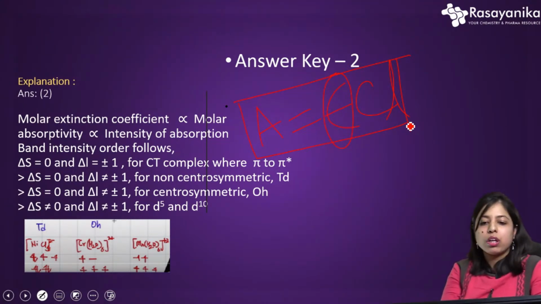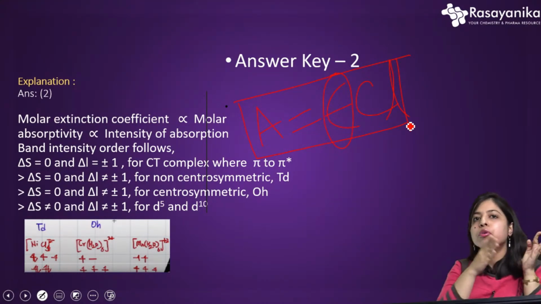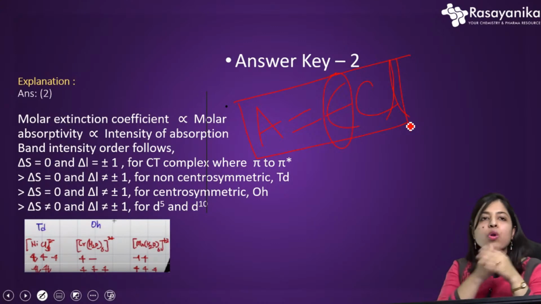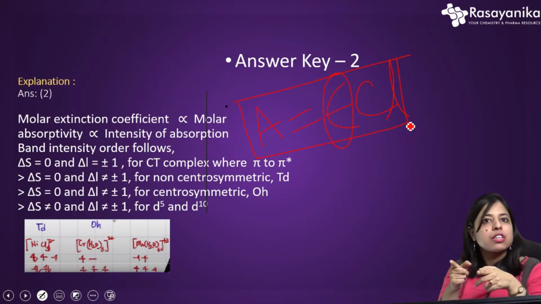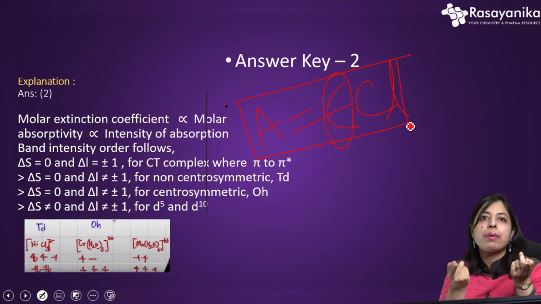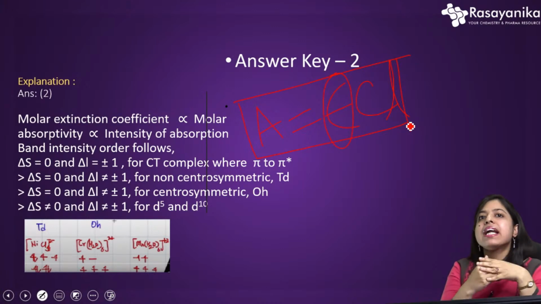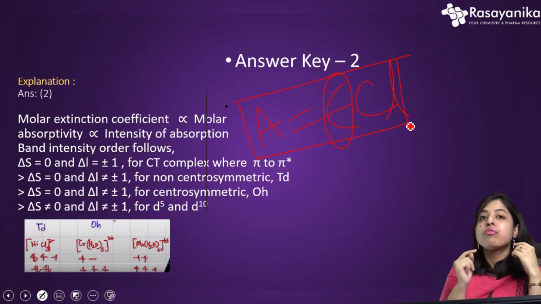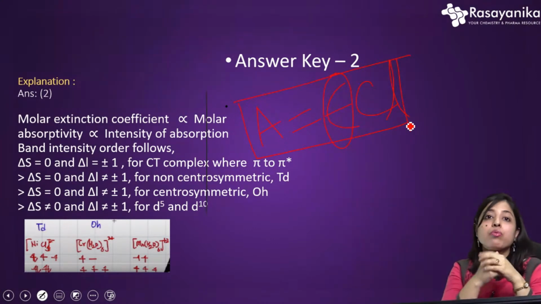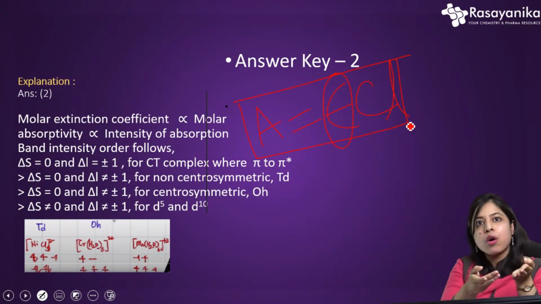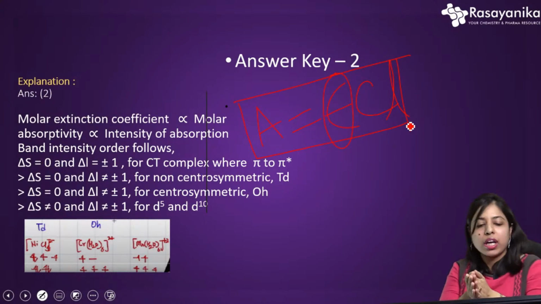Okay, if we want to know the molar absorptivity, about the absorption, we need to consider the intensity of the band. Just think that we need to find the molar extinction coefficient. That means it depends on absorption, so definitely it will also depend on the band intensity, right? If we want to consider the band intensity, what do we need to find? Yes, we need to find the transition of the electron, whether it is allowed or not, and if it is allowed, whether it is an intensified band or not.